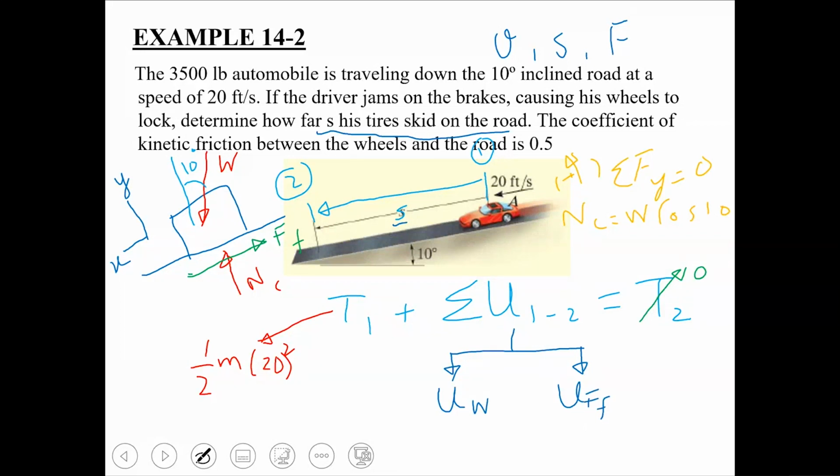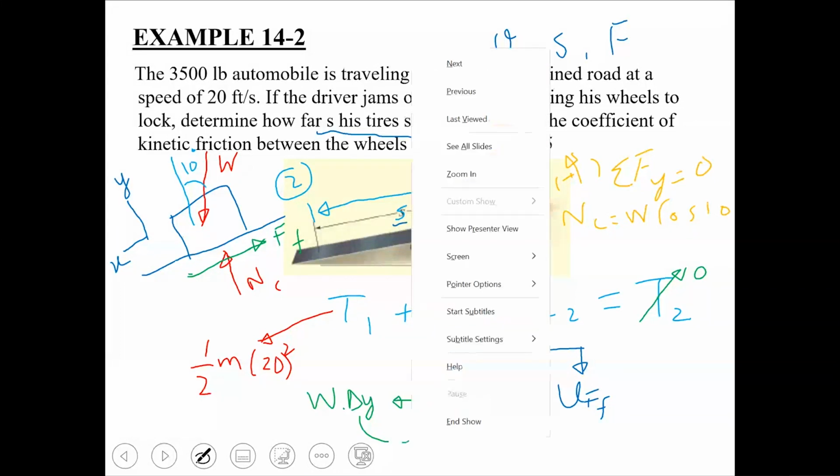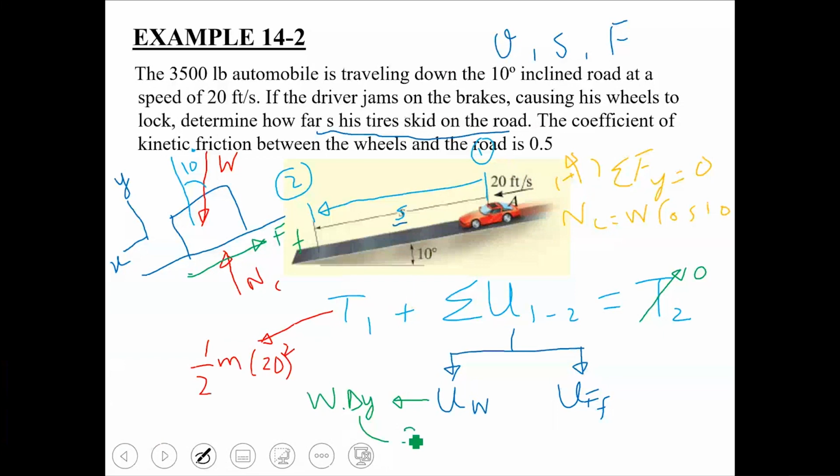ठीक है. Okay, now evaluating each of these terms one by one. Work done due to weight, as per our previous discussion, it would have a magnitude of W times delta Y, isn't it? Yes, sir. Okay, what is delta Y here? 20 sin 10. थोड़ा सा और से देखिए मुझे बताएं. सर S sin 10. ये 20 वाला कौन था? सर वो velocity से. Okay, so delta Y is basically S. It is basically S into sine of 10, isn't it?